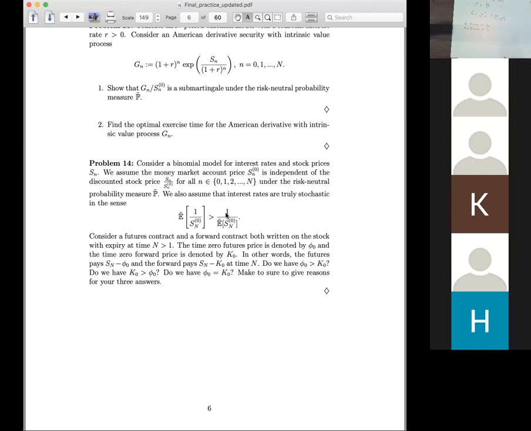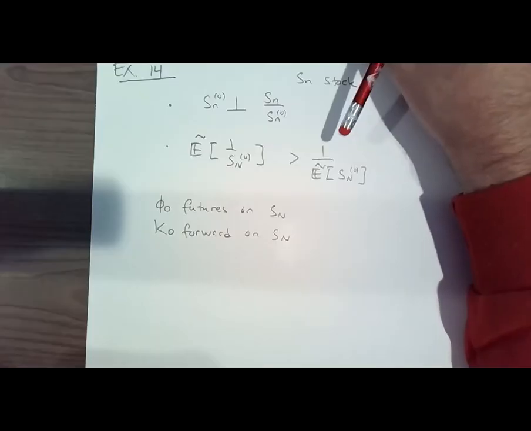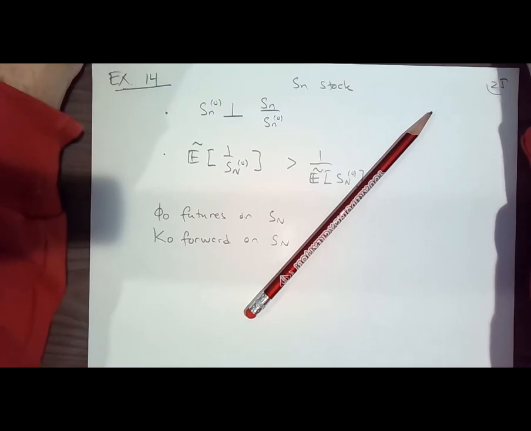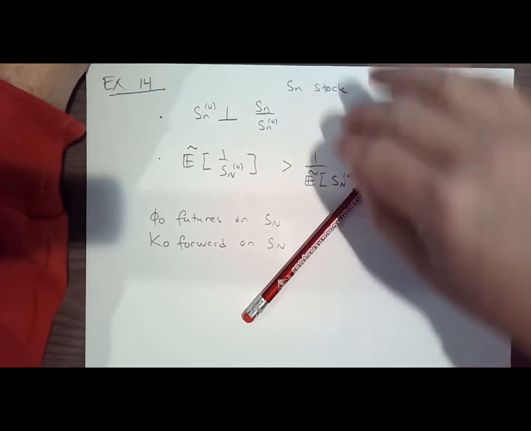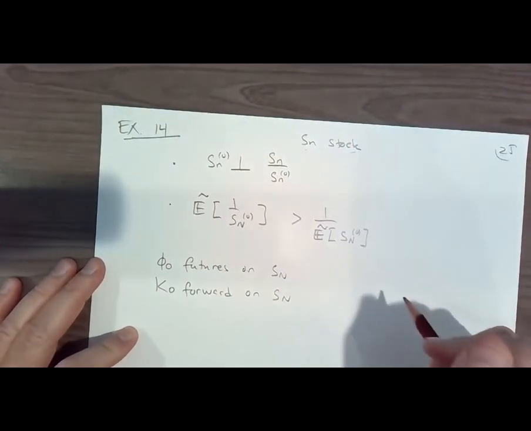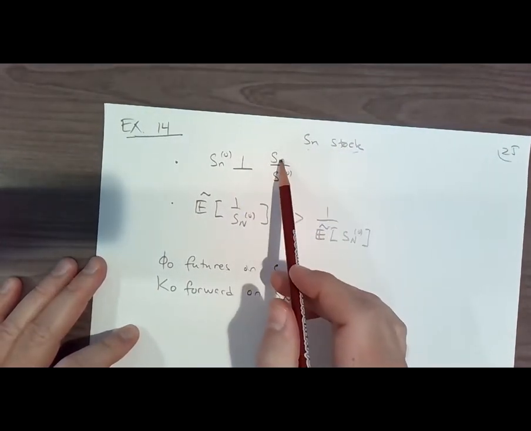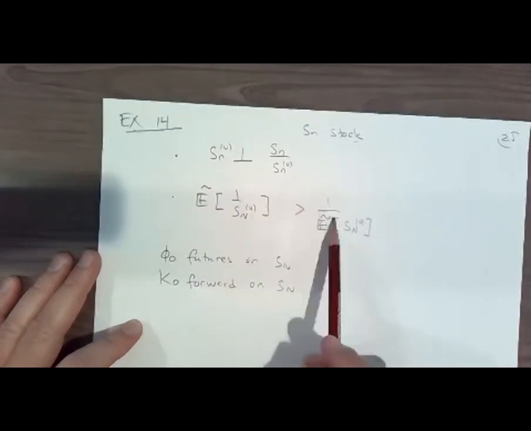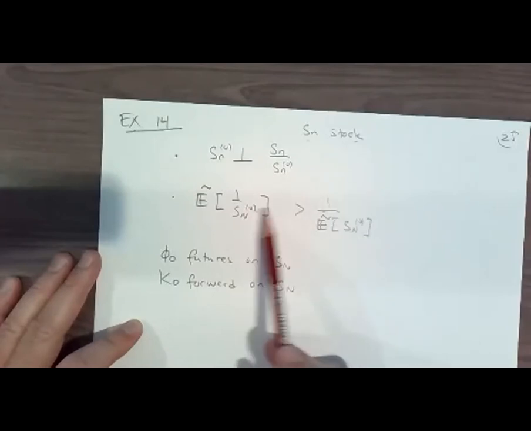And so there are three possibilities. How do these numbers relate? Are they the same? Is one bigger than the other? What can you say under these assumptions here? Right, so S_n is a stock. We're making the assumption that the discounted stock price is independent of the money market account. And then we're making the assumption here that there's an inequality in Jensen.